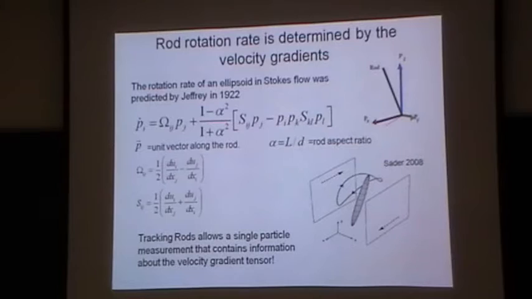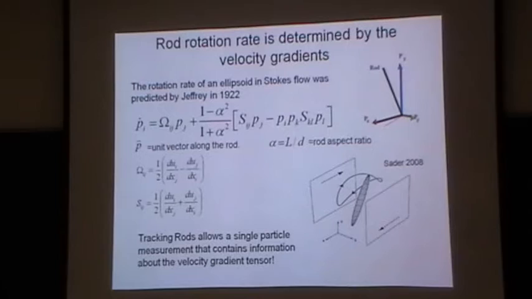So rod rotation rate is determined by the velocity gradients. This comes back to something from the couple of different experimental techniques we mentioned. People are trying to find ways to get access to the small scales in these turbulent flows while also resolving large scales. And one way to go about it is to get a particle that responds to the small scale velocity gradients that you can measure with only having one of them in view.